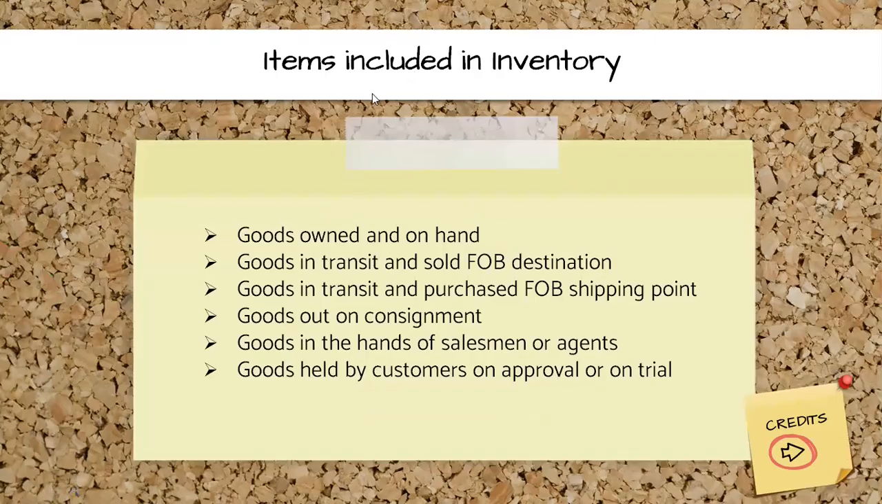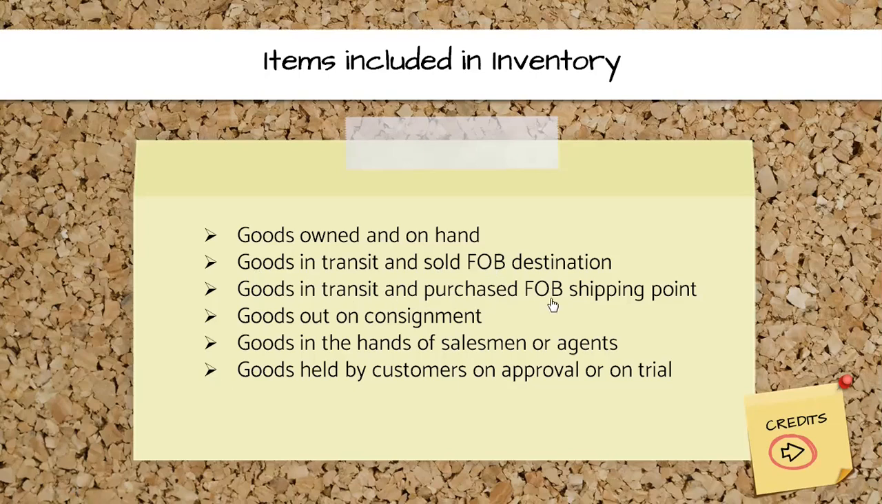So, here are the items included in the inventory. First, goods owned by the entity and on hand. Of course, very understandable. If you own it and it is on hand, then you have to include it as part of your inventory. Also, you have to include goods in transit and sold FOB destination. Later we'll have a summary, or a review of ACC 111, because this was already discussed before.